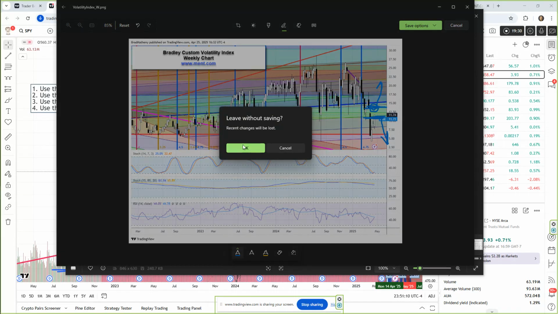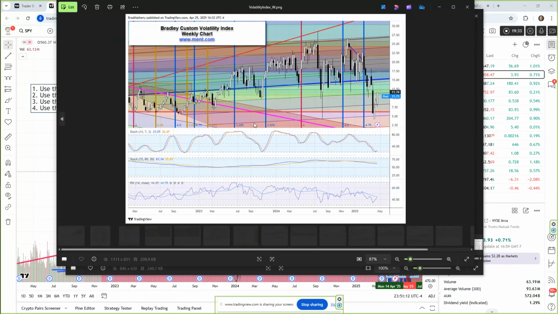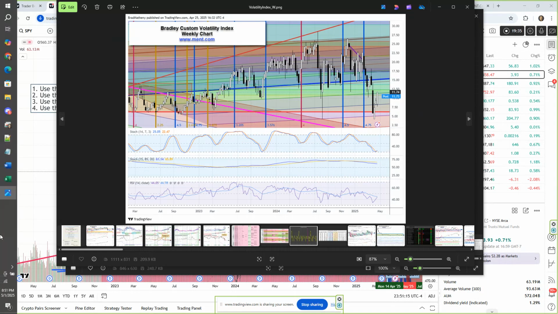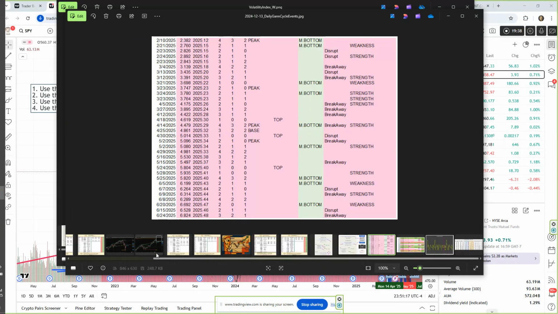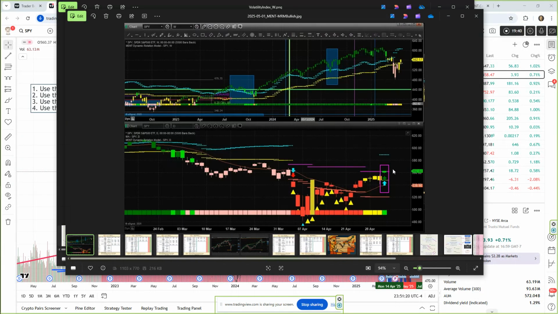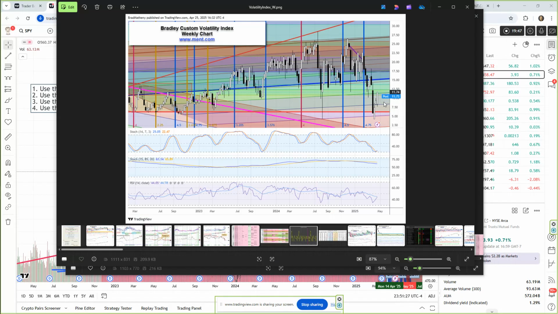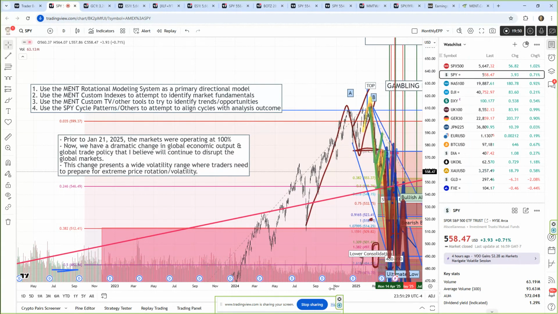Okay, so we're right now in that neutral, go-nowhere zone. But again, what I'm trying to show you is how I make my decisions. So as of right now, we have the Mint rotational modeling system turning bullish. To me, that means we have a general bias to the upside. But until these other indexes confirm, we are still in extreme volatility. And that's where I'm going to leave you guys. Right now, I think everything is on the table. I think a lot of rotation is capable. I think we could see the market still move in very wide, sideways, consolidated ranges.